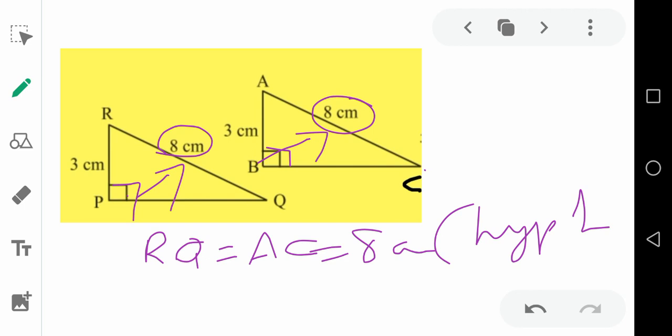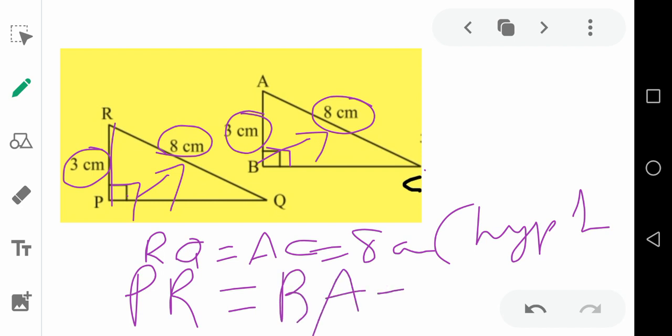Now we want one more side. Which side is equal here? You can see one 3 centimeter here, one 3 centimeter here. That means PR is equal to 3 centimeter and BA is also 3 centimeter. So one side is equal. The hypotenuse and one side of one triangle are equal to the hypotenuse and one side of the second triangle. Now what can we say? These 2 triangles are congruent.